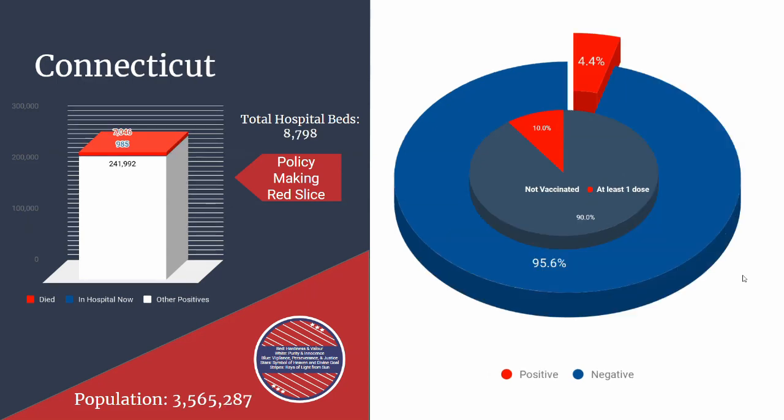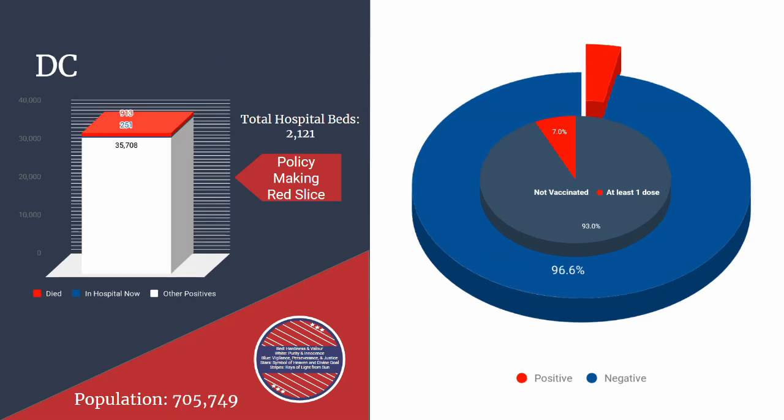In Connecticut, they vaccinated 10% of their people. 10% is kind of high in comparison to everyone else. Again, if each test represented one person, they would have tested every person in their state. They ended up with a negative test rate of 95.6, a positive test rate of 4.4, 7,000 people died, 900 people hospitalized, and 8,700 hospital beds.